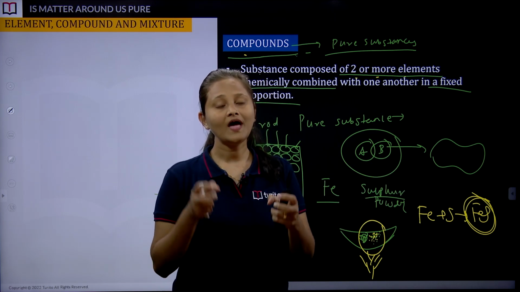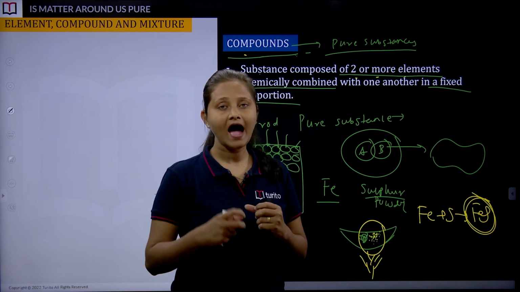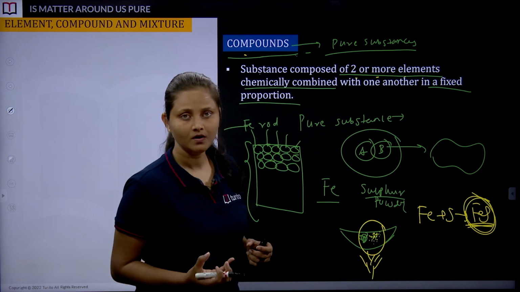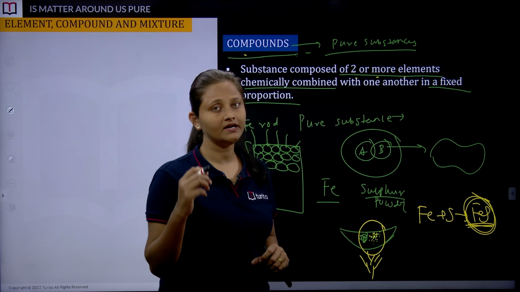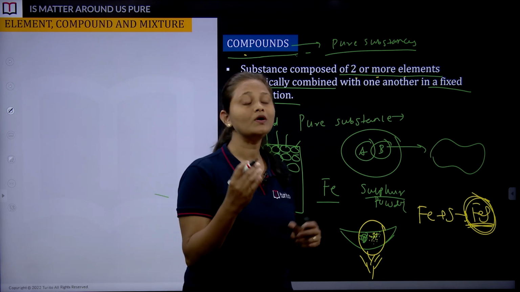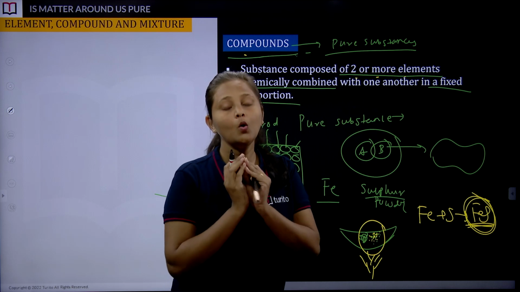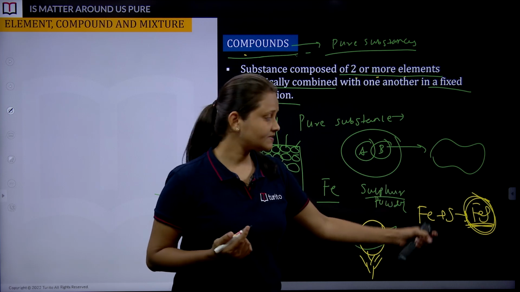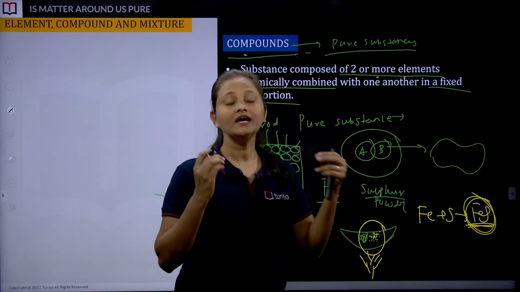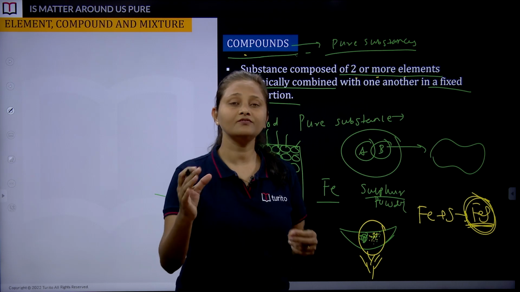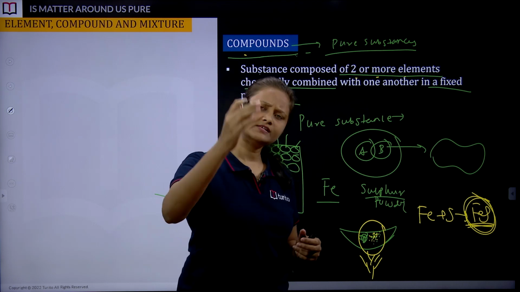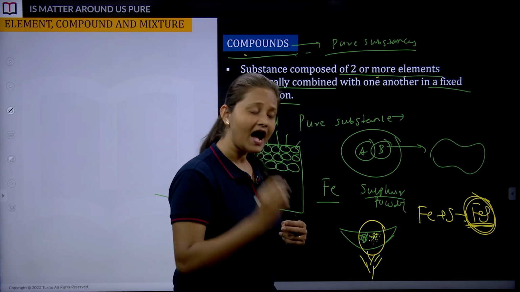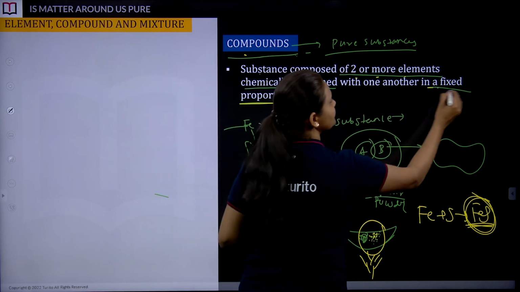Now they are chemically combined with each other, and a new substance is getting formed. When a chemical change happens, as we have studied, two or more reactants or elements get combined chemically to give you one new substance. And now this substance, FeS, is a compound. Its name is ferrous sulfide. Whenever you read the word ferrous sulfide, it has its fixed proportion.